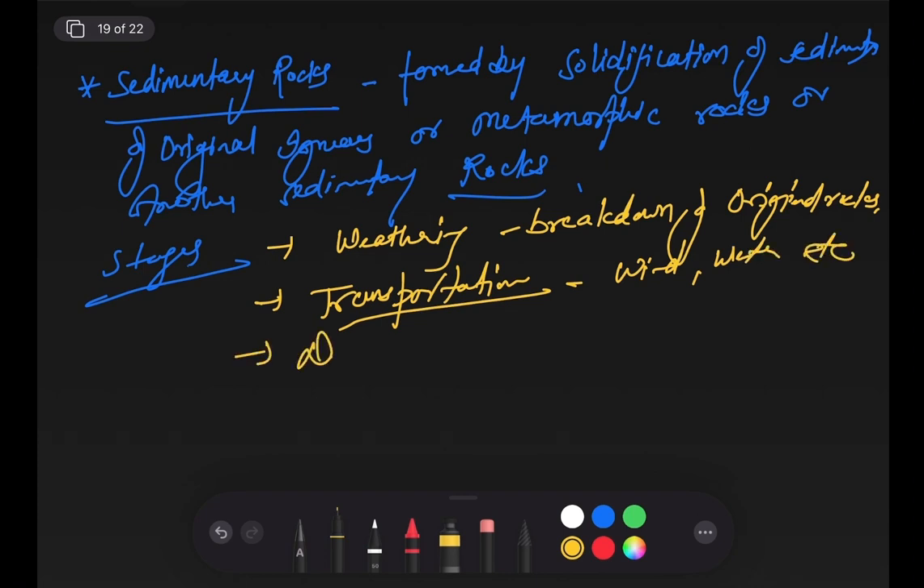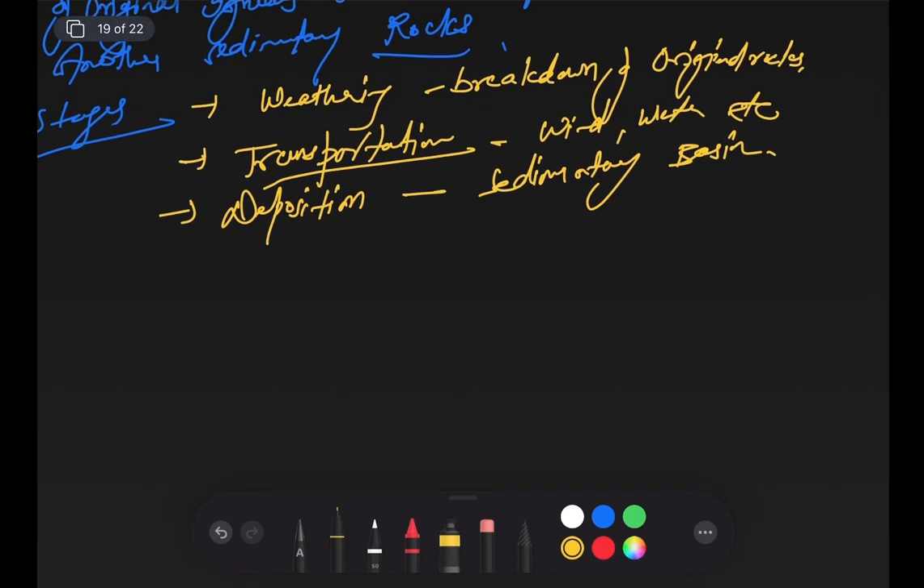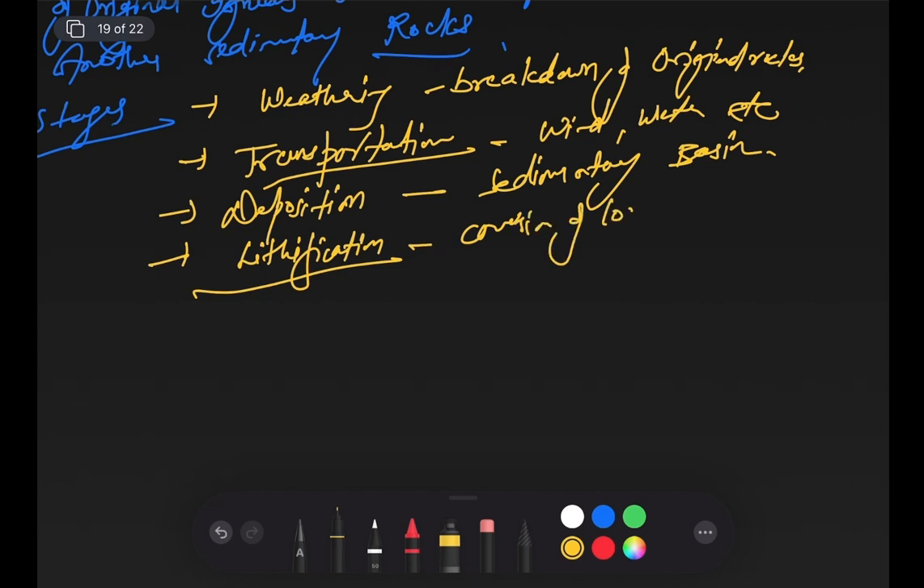Then deposition. The basin where these sedimentary rocks are deposited is called a sedimentary basin. Basins are basically depressions where the transported rock gets deposited, filling the depression and forming a basin-type structure. The next process, lithification. Lithification involves conversion of loose sediment into hard rock.